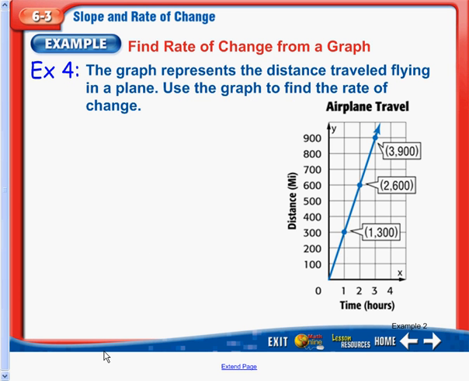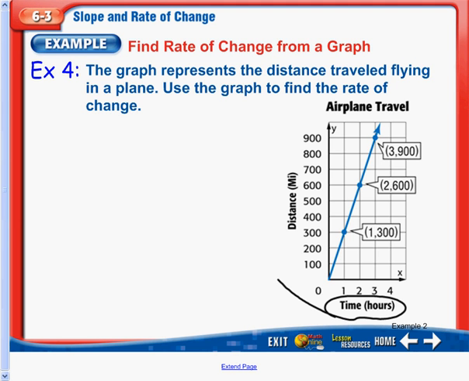So now we're moving on to graphs. As we said, we were going to be finding a rate of change from tables as well as graphs. So the following graph represents the distance traveled flying in a plane. Use the graph to find the rate of change. You will notice that around this point my examples are going to follow Mr. Kratz's examples a little more closely.